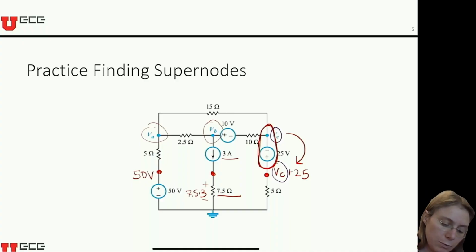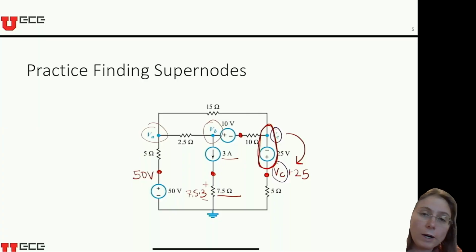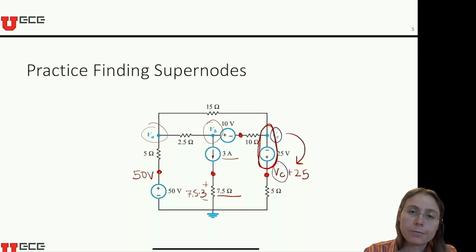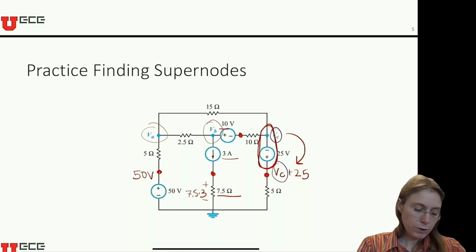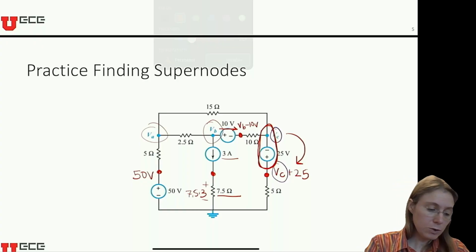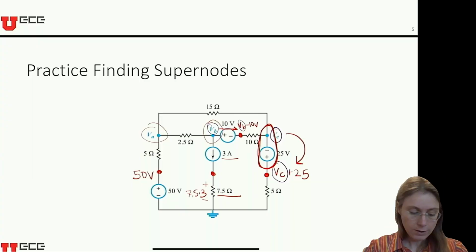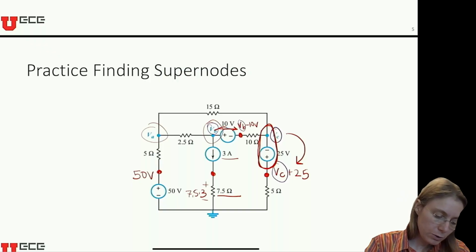Oh, and we're missing one more node, aren't we? This one in between here. So why didn't they label that one? Again, we can trace through the voltage source right here and see that this is VB minus 10 volts. And because I notice that I'm using VB to define both of these nodes, that indicates to me that this is going to be a supernode also.